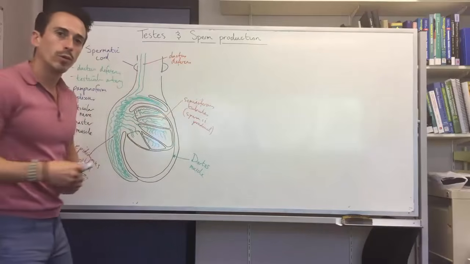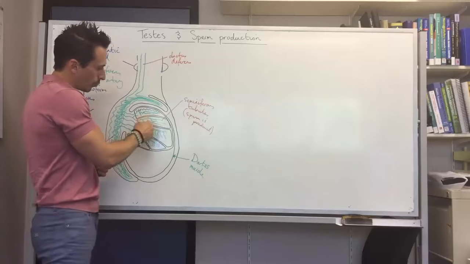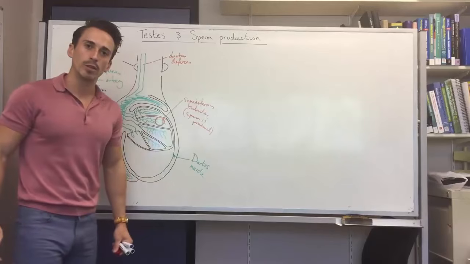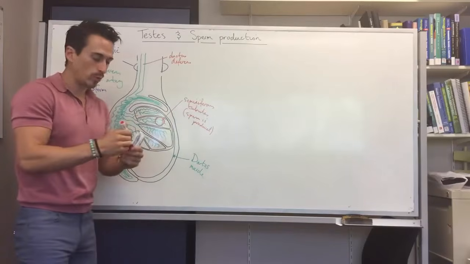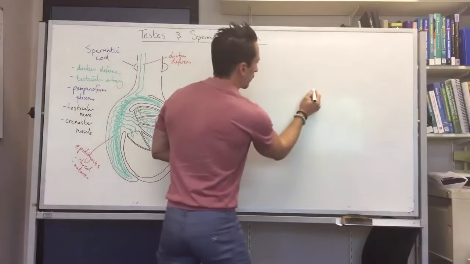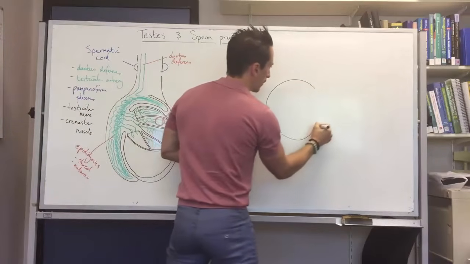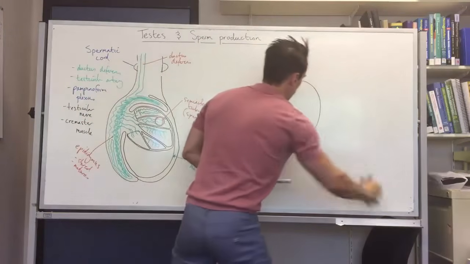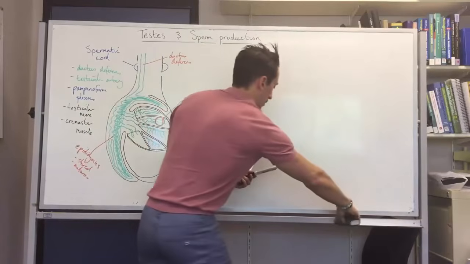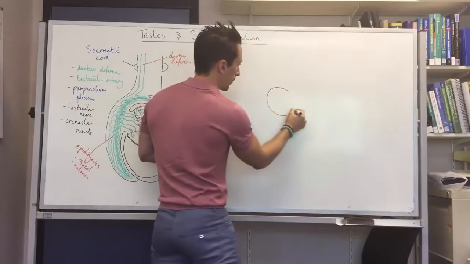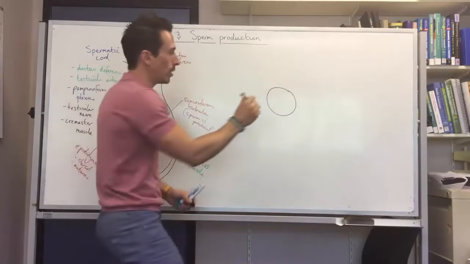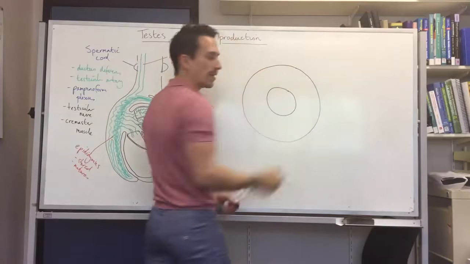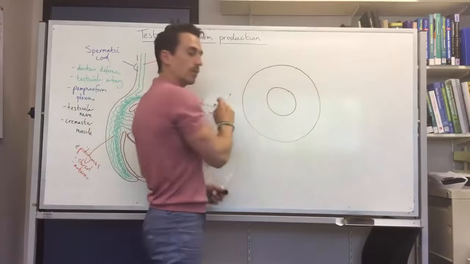Now, what I want to do for the rest of this video is focus on what's happening right here in regards to sperm production. So if I were to take one of these seminiferous tubules and have a look, that's going to be inside of that tubule. Actually, I'll draw it a little bit smaller. So that's inside the seminiferous tubule, and this is the wall of the seminiferous tubule. And then you're going to have all the area outside of the seminiferous tubule.